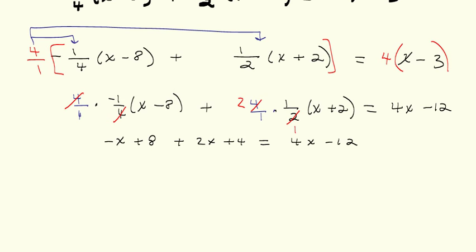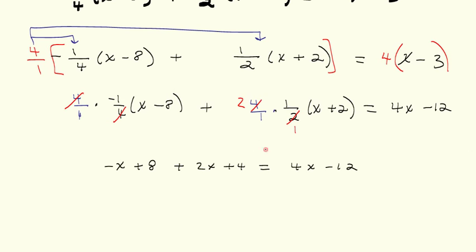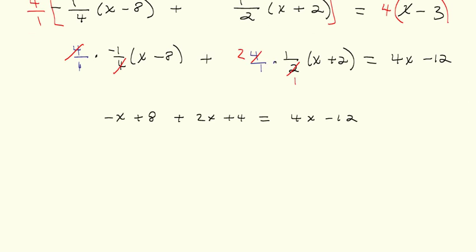So the fractions are all gone, which is the whole reason we did that. And now we just have to clean up a little bit. On the left side, we collect the like terms. 2x minus 1x is x plus, and then 8 and the 4 gives us 12, is equal to 4x minus 12. We want to get all the x's on one side.